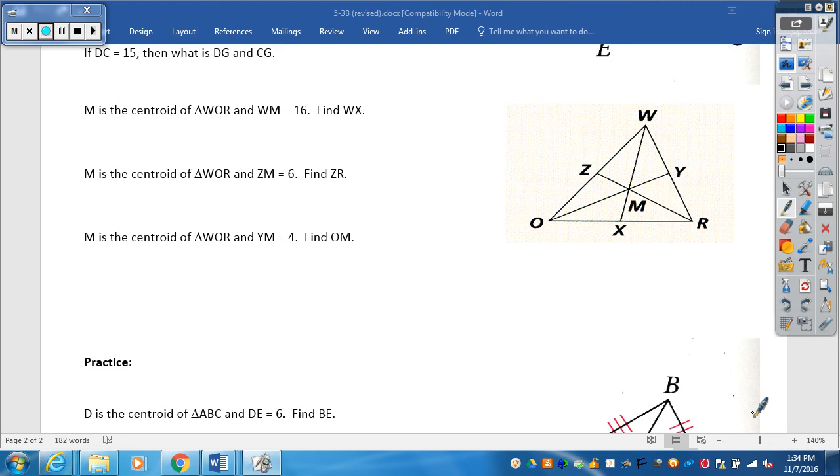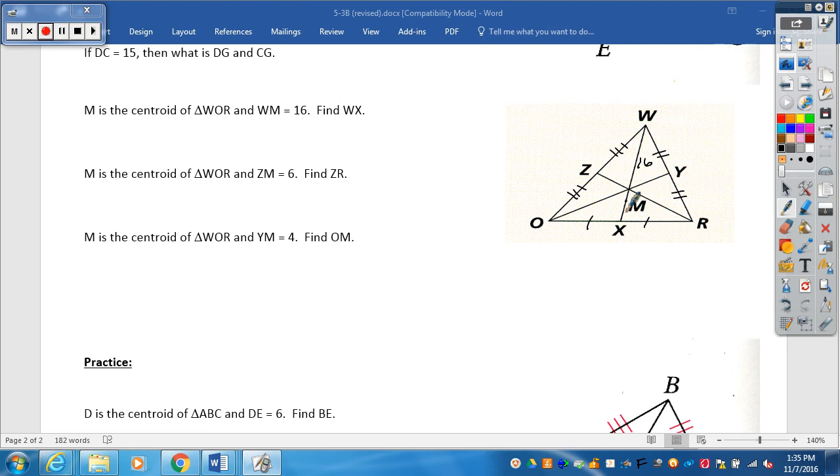Okay? So basically, where all these medians meet, that's where the centroid's at. Okay? And so what I'm going to do is fill in what we have. We have WM, which is the length of 16. Okay, and we want to find WX. Now, before we can find WX, we need to find MX. Okay? So I hope that you're thinking through the process here.